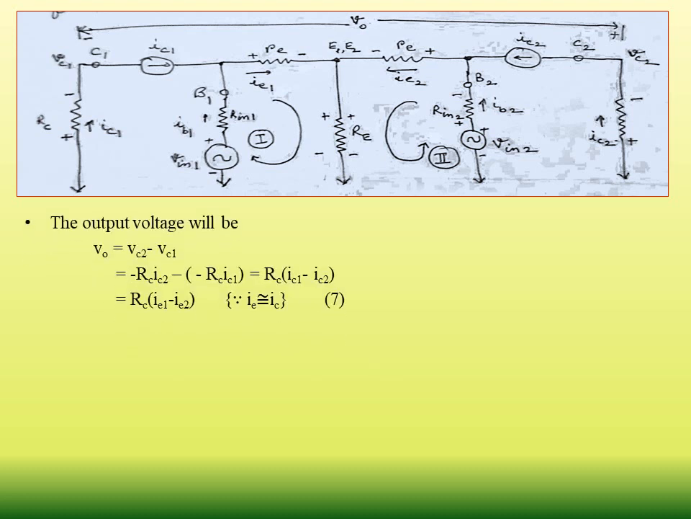Now, we have calculated IE1 and IE2. Now we will calculate the output voltage. Now see in the diagram, we have to calculate the output voltage. Now we have considered C2 to be more positive with respect to C1. So output voltage will simply be VC2 minus VC1. Now what will be VC2? VC2 is the voltage at the collector C2.